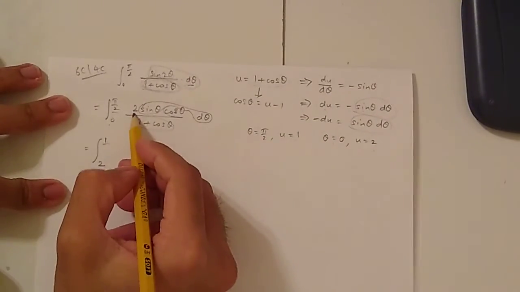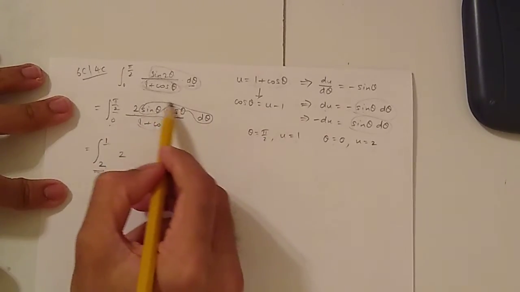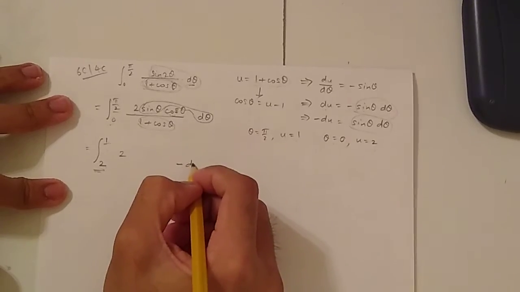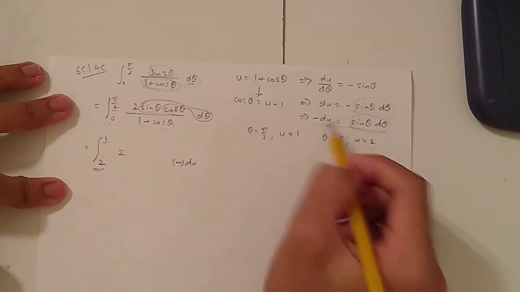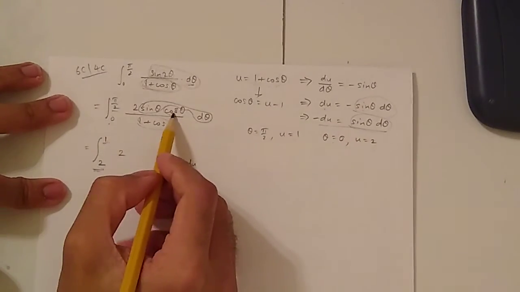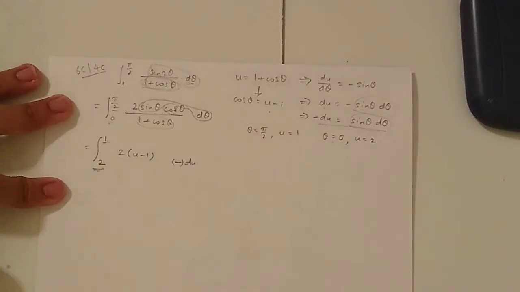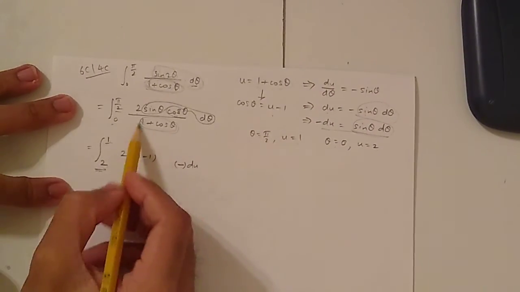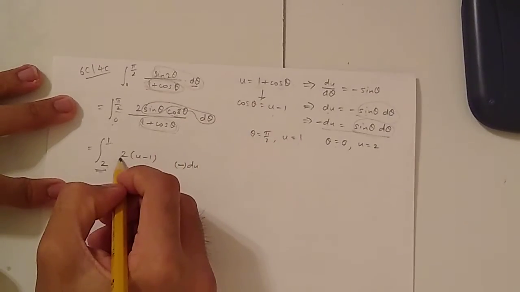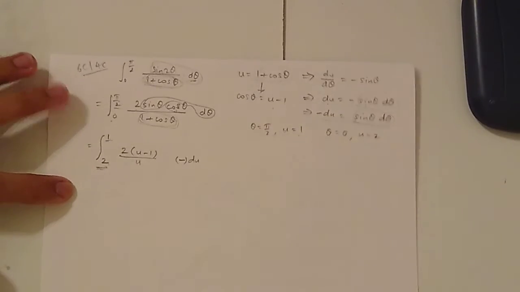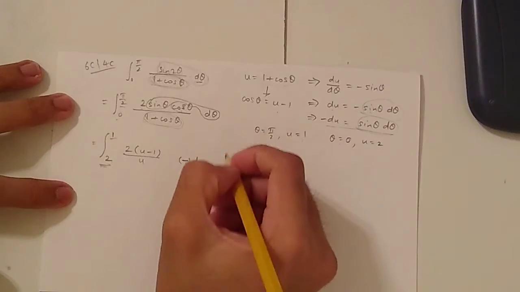Now continuing, the 2 does not get changed, so we have 2. The sine theta d theta becomes minus du from here. The cos theta becomes u minus 1. And finally, we have 1 plus cos theta. That 1 plus cos theta becomes u.